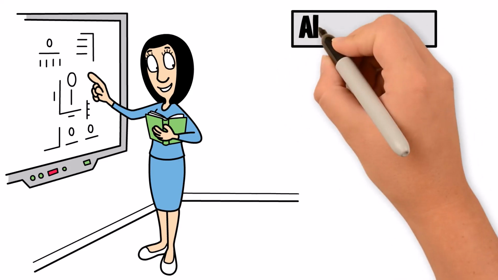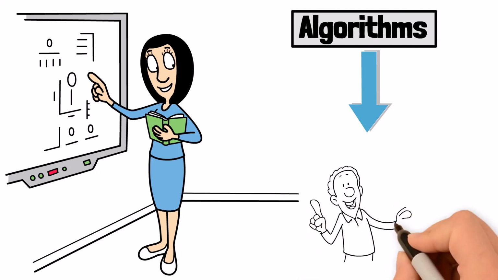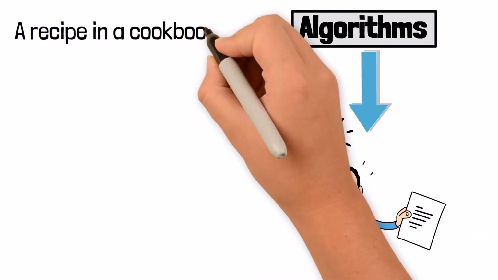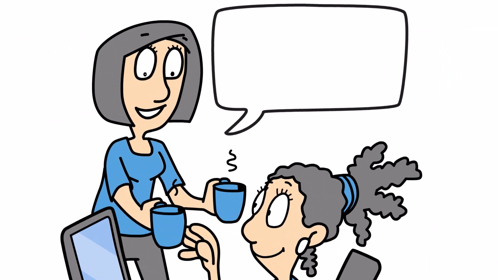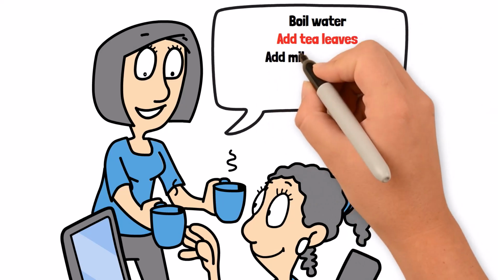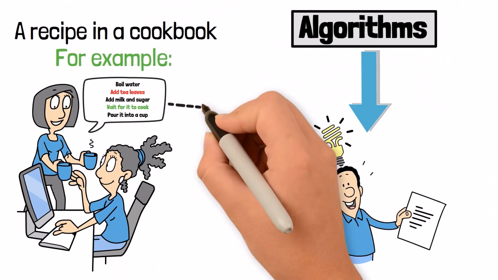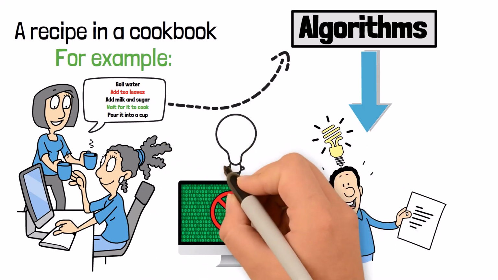Let's start with algorithms. An algorithm is just a step-by-step set of instructions to solve a problem. It's like a recipe in a cookbook. For example, if I asked you, how do you make a cup of tea? You'd probably say, boil water, add tea leaves, add milk and sugar, wait for it to cook, pour it into a cup. That's an algorithm. It's not a code or a computer program. It's simply a list of steps to solve a task.